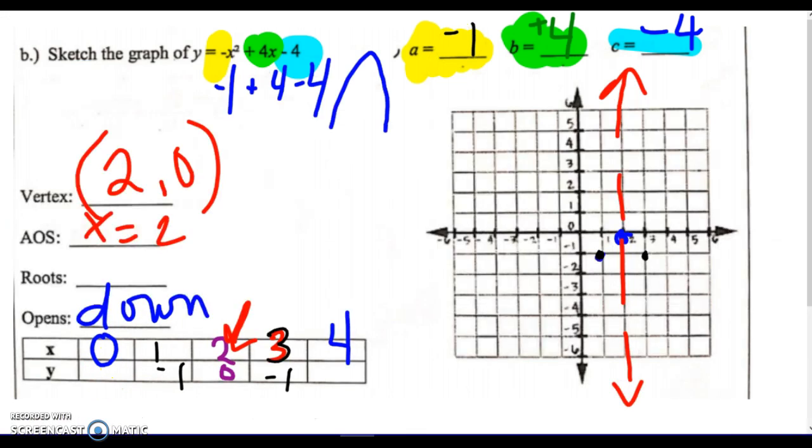So 0, -4, that means at 4 it's going to be -4 as well, because it goes right across. All right, let's see if I can draw a better picture this time. Oh, that side is good. A lot better. So it's a parabola and it's opening down.